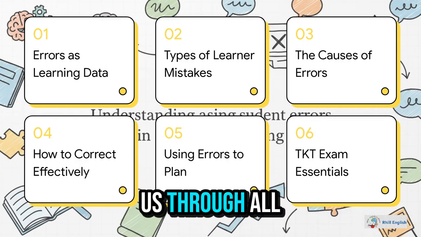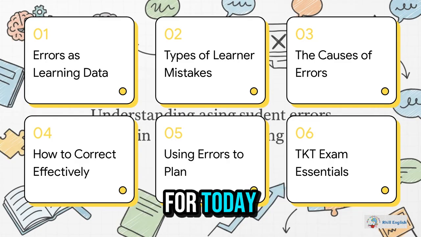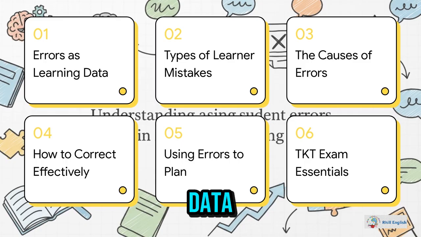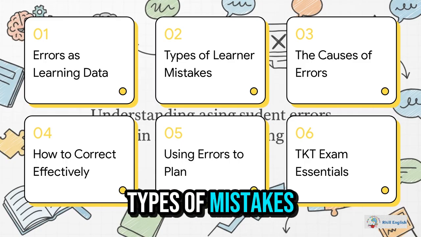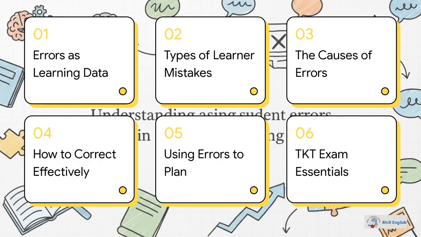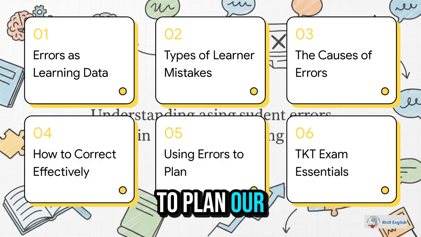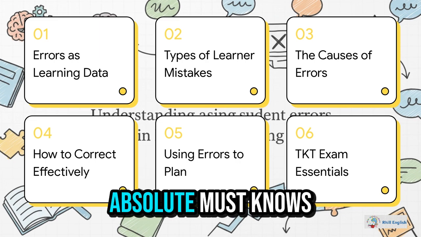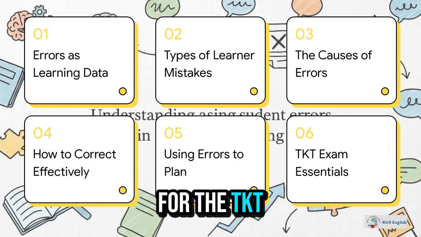So, to guide us through all this, here's our roadmap for today. We're going to look at errors as data, then we'll break down the different types of mistakes, explore what causes them, talk about how to correct effectively, see how we can use errors to plan our lessons, and we'll wrap up with the absolute must-knows for the TKT exam.